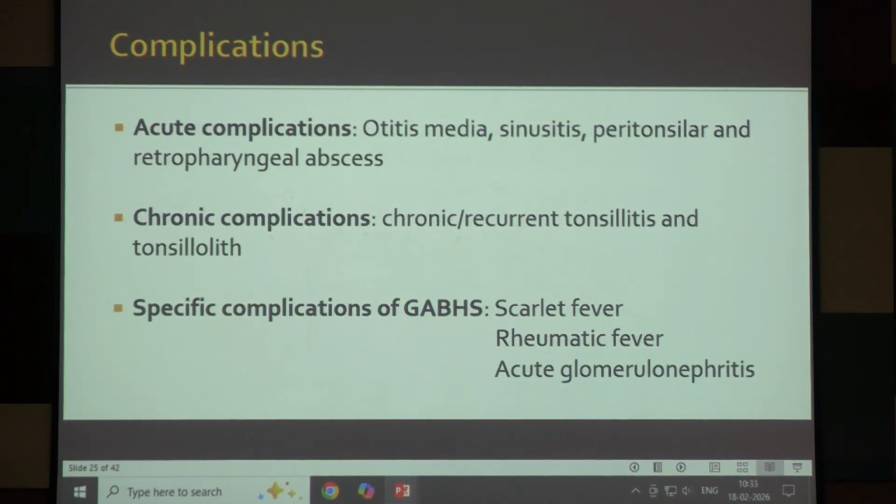What are the complications of pharyngotonsillitis? Acute otitis media, sinusitis, and peritonsillar and retropharyngeal abscess. And chronic complications are chronic or recurrent tonsillitis and tonsillolith. And specific complications of group A beta hemolytic streptococci: scarlet fever, rheumatic fever, and acute glomerulonephritis. All these are caused by group A beta hemolytic streptococci.